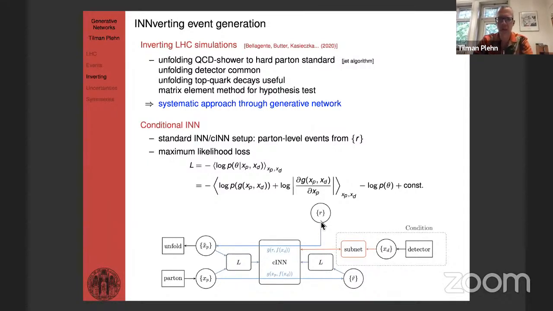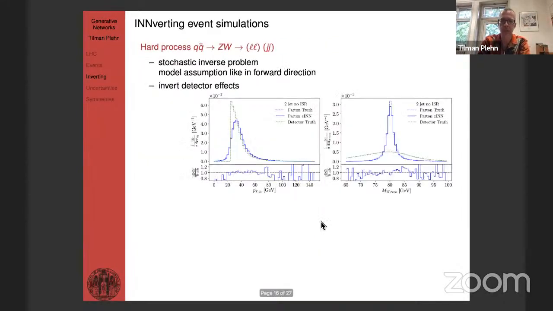So this is the loss function. The loss function of this network is particularly simple and easy. This is something we learned from Ulrich Köthe and friends here in Heidelberg. This is just the likelihood that you write down. You basically minimize the likelihood function here.